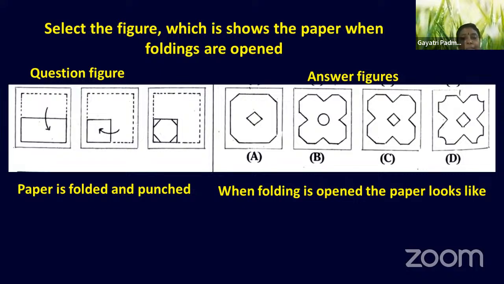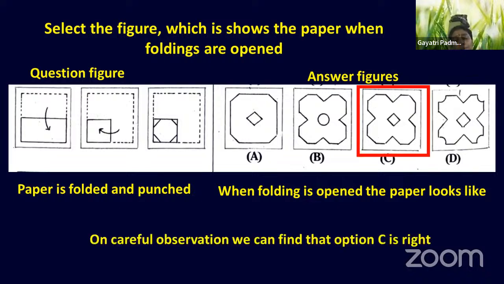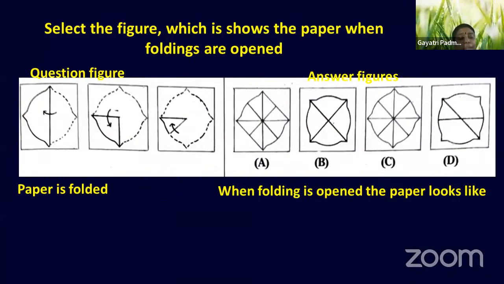All right, so it takes a few seconds or rather a minute to get you the answer. When the folding is open, the paper looks like dash. Is it option A, B, C, or D? All right, it is option C. On careful observation, we can find that option C is right. If you had opted for option C, then your answer is perfect. Yes, let's move on to the next question.